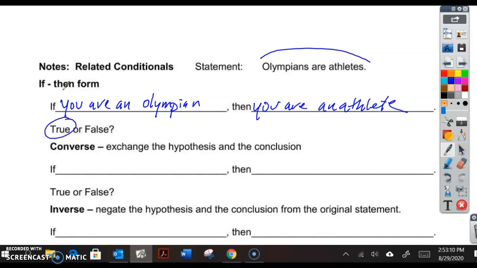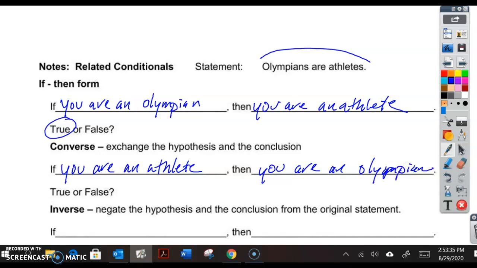Okay, the converse is when you exchange the hypothesis and the conclusion, and you need to know that. So we're just going to flip the hypothesis and the conclusion. So if you are an athlete, then you are an Olympian. Oh gosh, I can't write. And we would have a discussion about that, and someone would say, just because you're an athlete doesn't mean you're an Olympian, so that would definitely be false. The converse would be false.